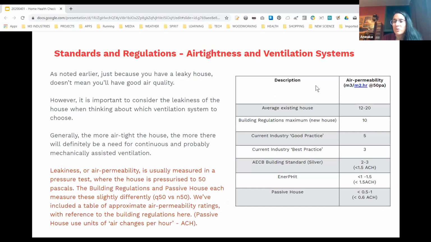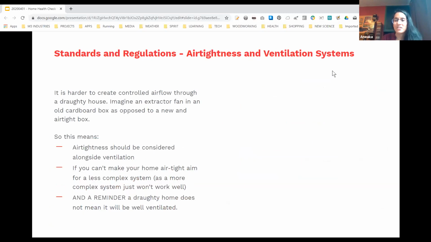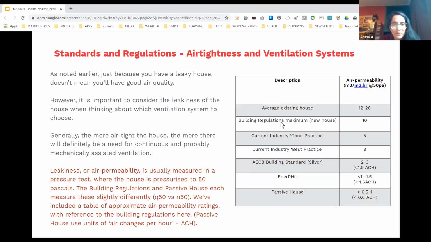So earlier I was talking about air tightness and ventilation. Sorry, there's my box diagram. Right, so earlier, let me just, oh, there's a question here. Is Passive House the same as Passivhaus? Yes, it's just German or English spellings for it.